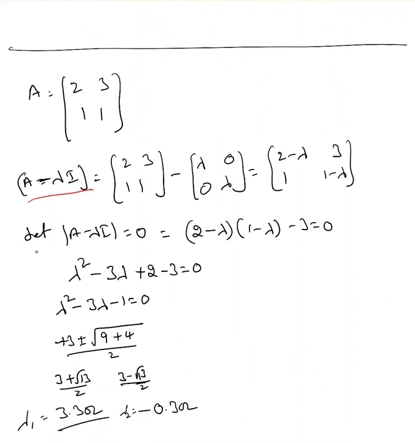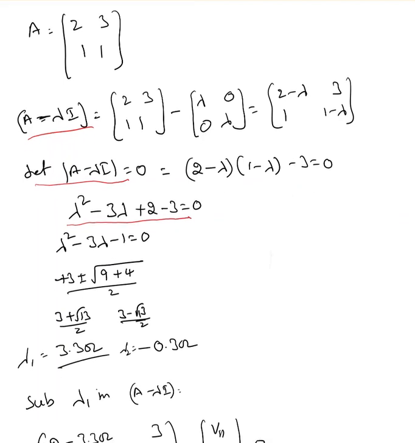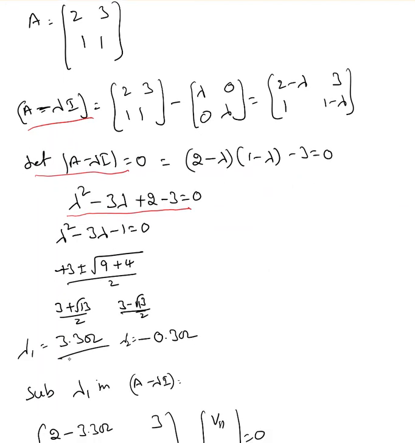Now the determinant of A minus lambda I, make it equal to 0. So I end up with lambda square minus 3 lambda plus 2 minus 3 equal to 0. So I found the lambda values: lambda 1 equal to 3.302 and lambda 2 equal to minus 0.302.